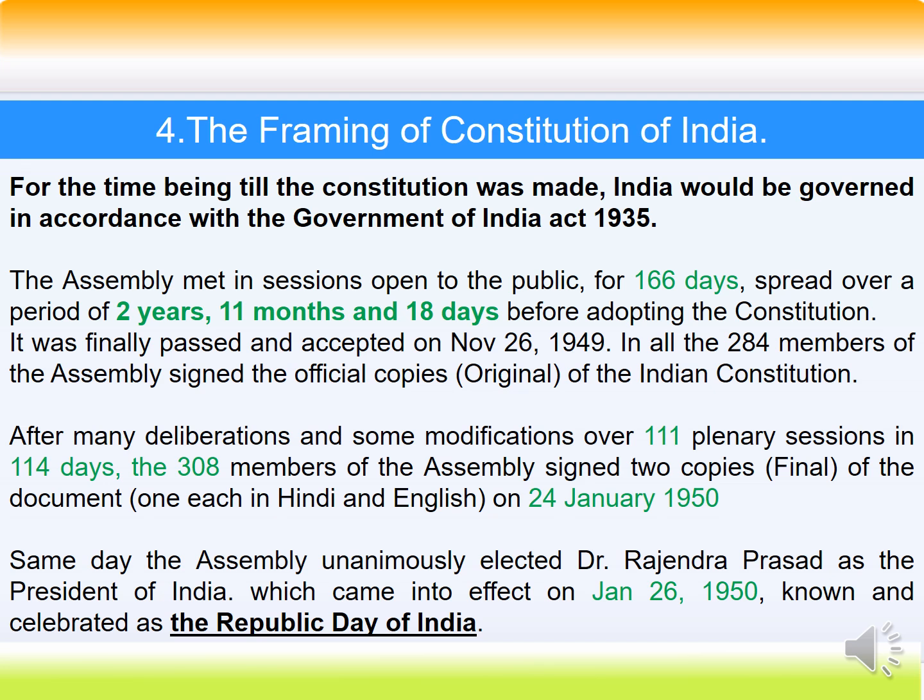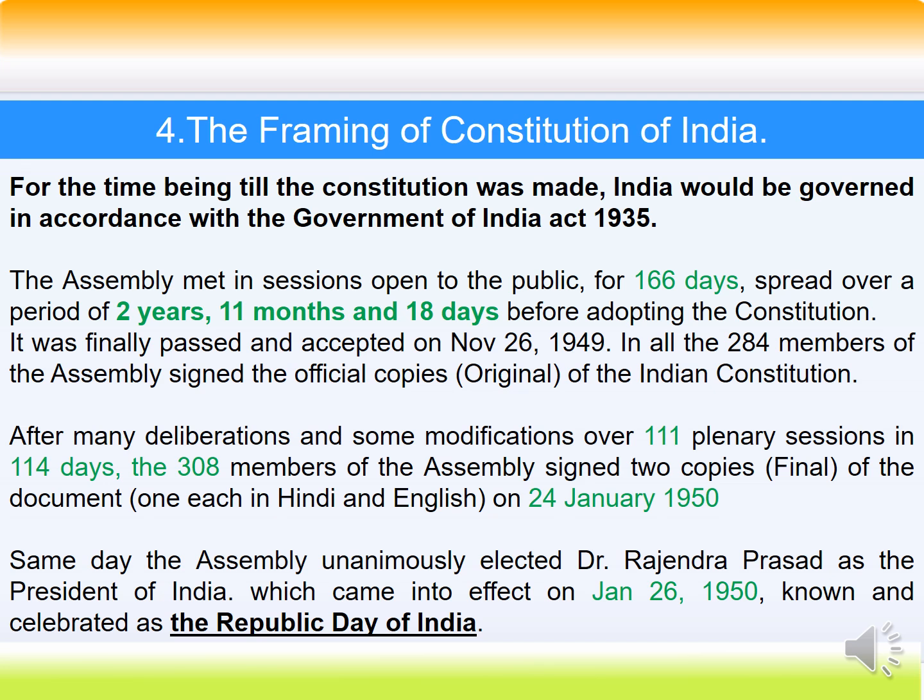For the time being, till the constitution was made, India would be governed in accordance with the Government of India Act 1935. The assembly met in sessions open to the public for 166 days, spread over a period of 2 years, 11 months and 18 days. Before adopting the constitution, it was finally passed and accepted on November 26, 1949.